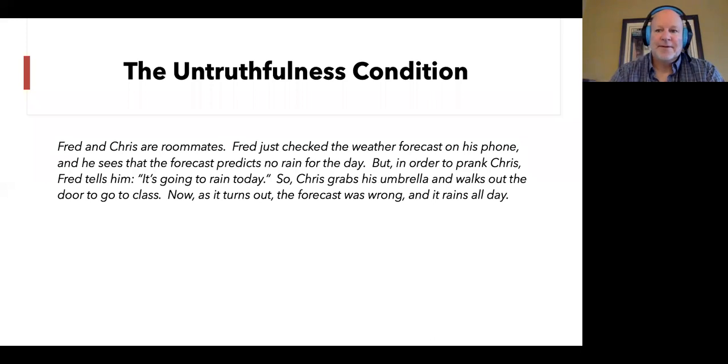Okay, totally different kind of example involving Fred and Chris. So Fred and Chris are roommates. Fred just checked the weather forecast on his phone and sees that the forecast predicts no rain for the day. So what that means then is that Fred thinks it's not going to rain, right? But in order to prank Chris, Fred tells him it's going to rain today. So Chris grabs his umbrella and walks out of the door to go to class. So he's deceiving him. He's tricking him, right?